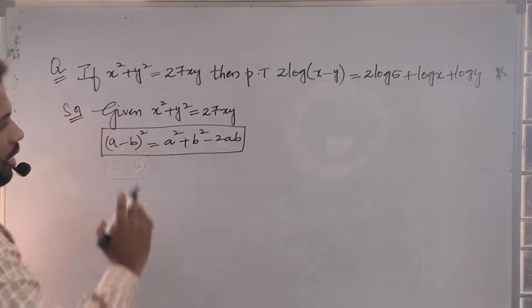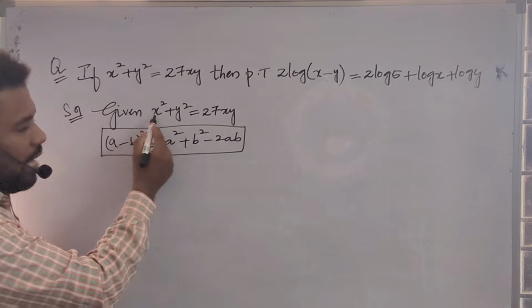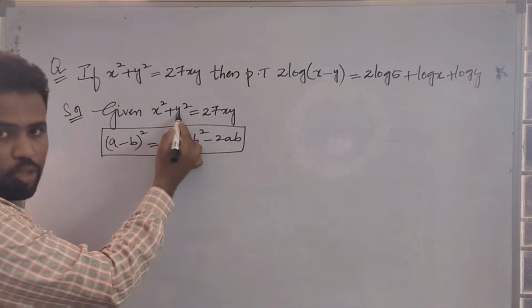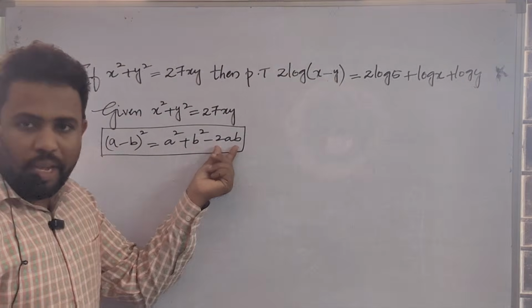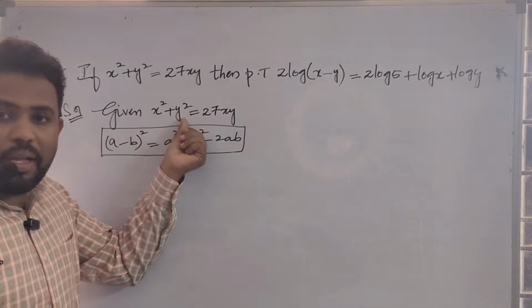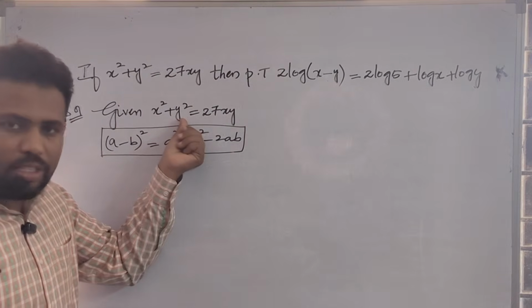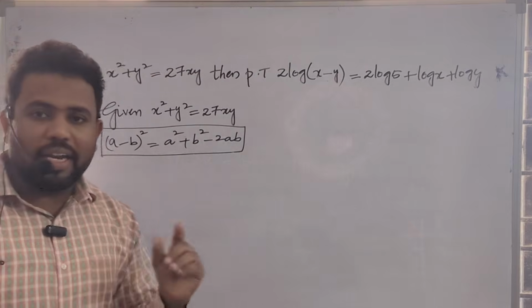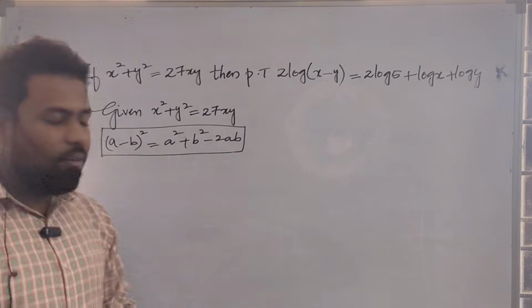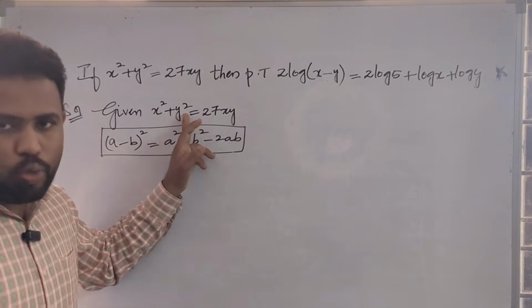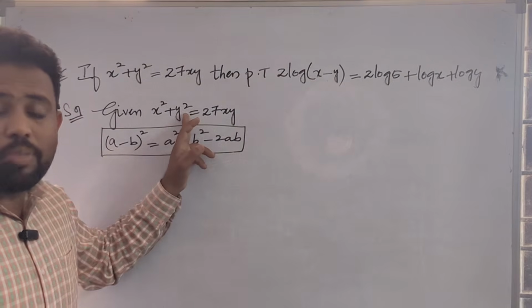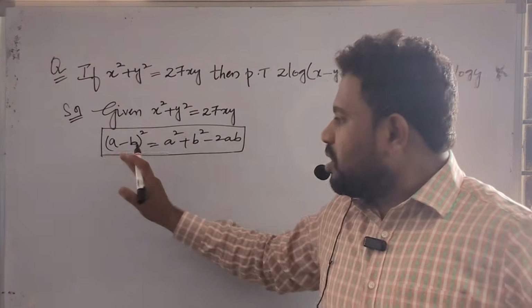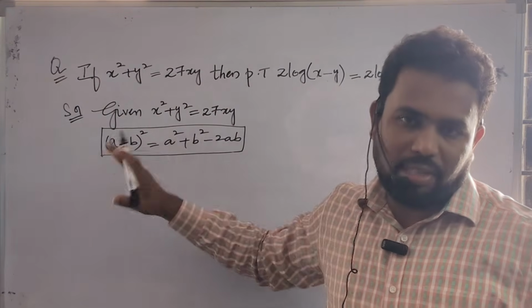Now if you compare with the left hand side, a square is x square, so the value of a is x, and b square is y square. Then minus 2ab: here we should have minus 2xy, but we do not have minus 2xy. Do we have minus 2xy? No. It means the formula is not getting complete. So what do I need on the left hand side? Minus 2xy. So we are going to make one change: we are going to subtract 2xy on both the sides.